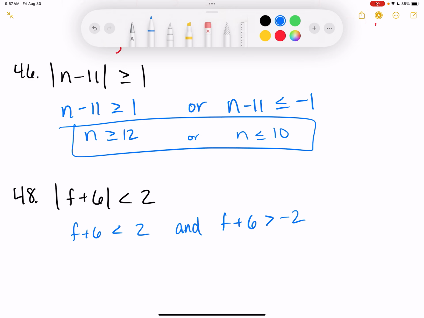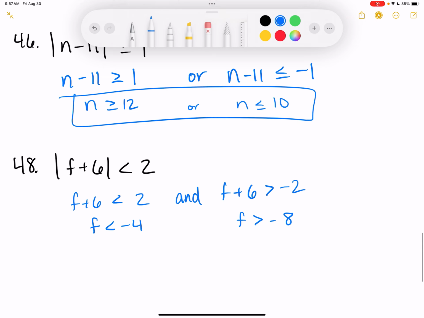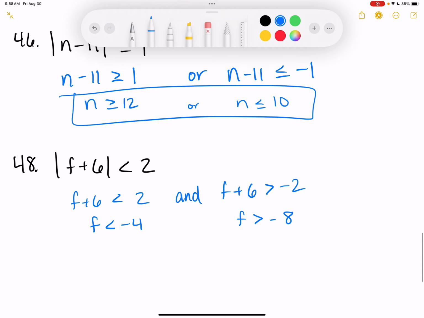So when I do it, I'm going to have a combined inequality. So this gives me what? f is less than negative 4. And what about this one? f is greater than negative 8. So f is less than negative 4 and greater than negative 8. Even if you didn't recognize land and gore, when you get to your final answer, you should realize that it puts f between those two values. So this is going to be negative 8 less than f less than negative 4.